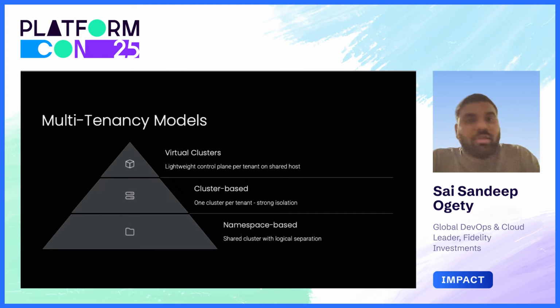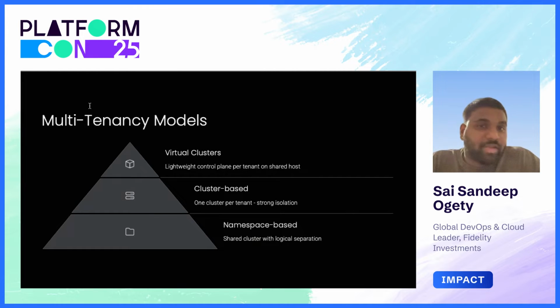So let's go to the models. What are the different models in multi-tenancy? The first and foremost is namespace-based. Everyone shares a single cluster but lives in an isolated namespace. It's cost effective, but also relies on strong policies and quotas. There is also the cluster-per-tenant model, one cluster per tenant. This gives you rock solid isolation, but clusters multiply quickly as tenants grow.